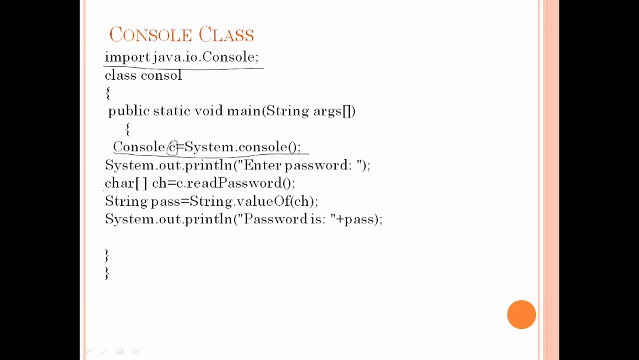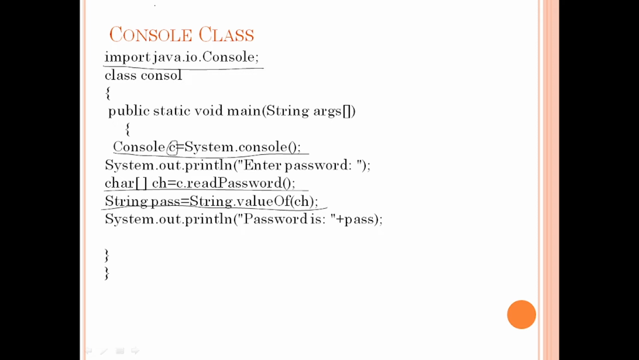So this is the method. When the user enters the password, it is converted into the password method. Character ch equals c.readPassword. Using the readPassword method, the values entered by the user will be in password form, and then this ch is converted into a string value and stored in the variable named pass. And when I print this pass, then and only then the value of the password will be shown.